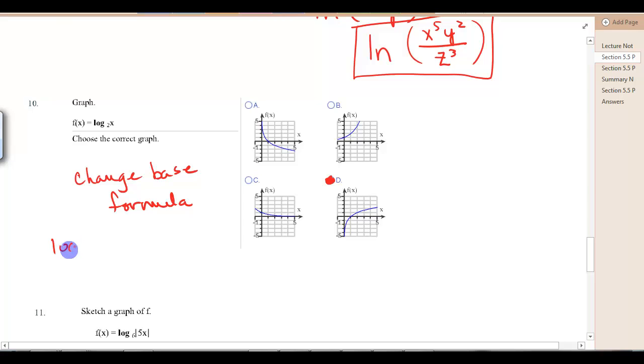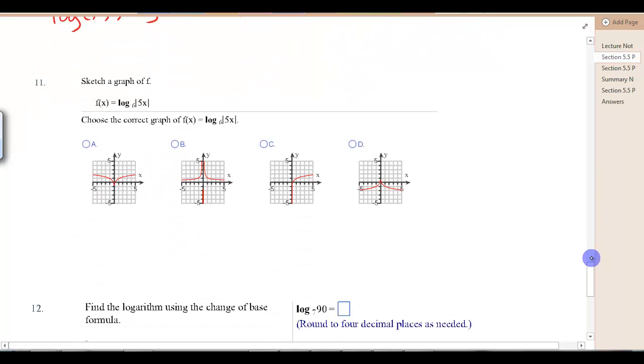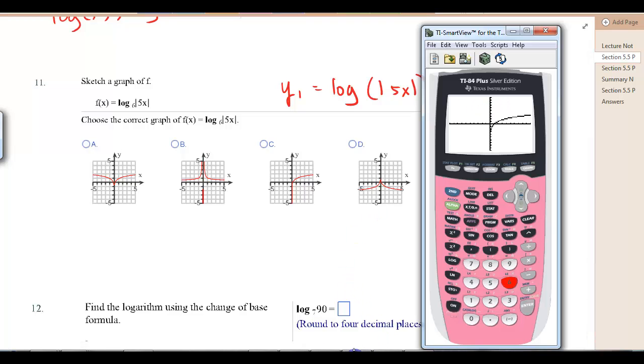And we put in log x divided by log 2. All right, let's do this one. And we would put into y1 log absolute value of 5x divided by log 6. Let's see what we get. Clear that out.